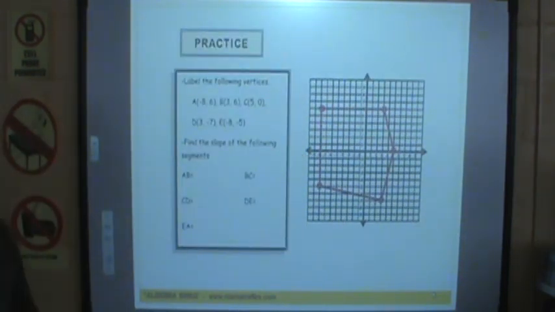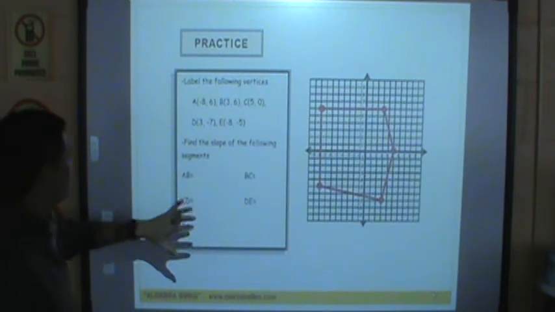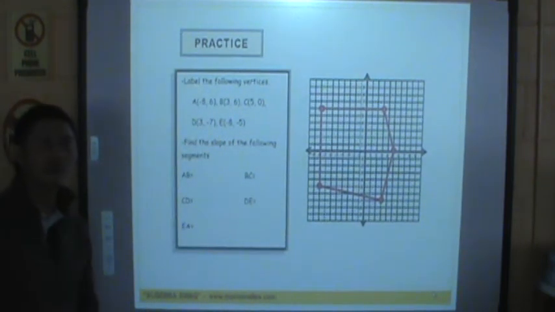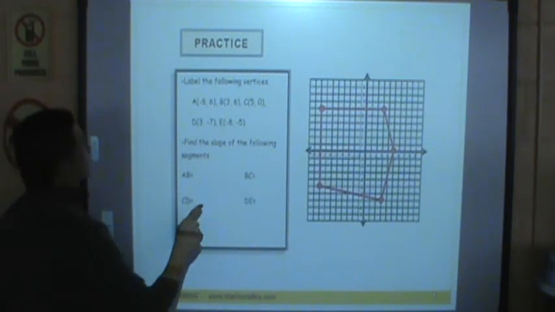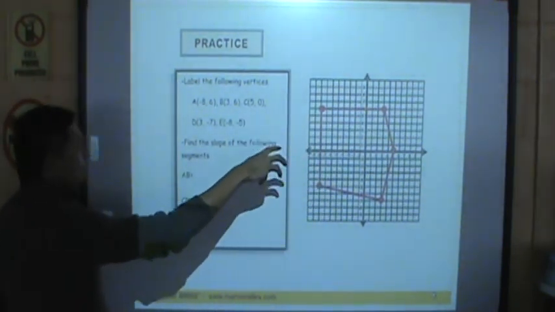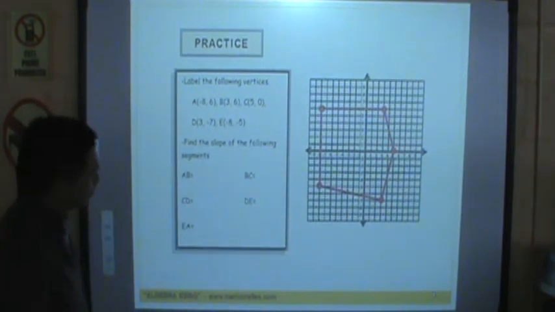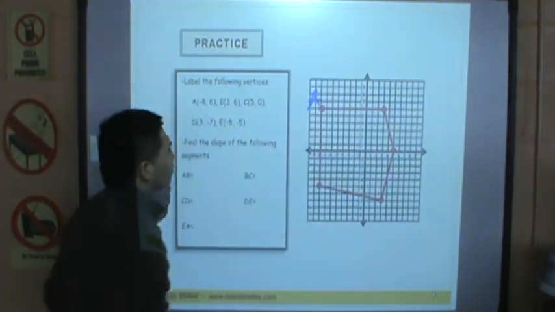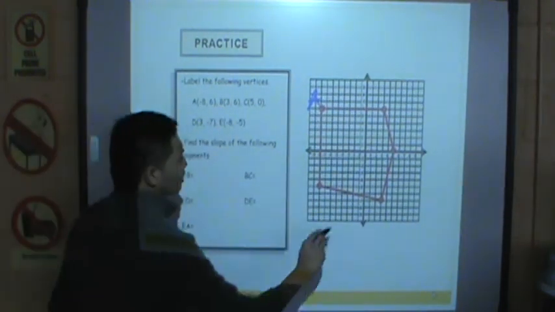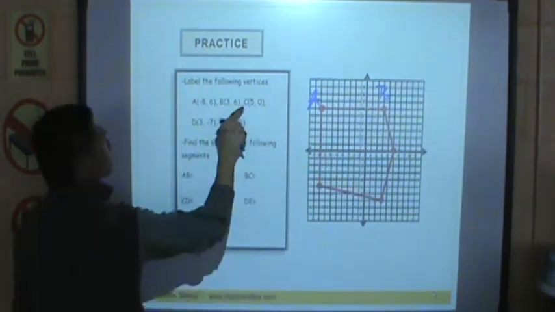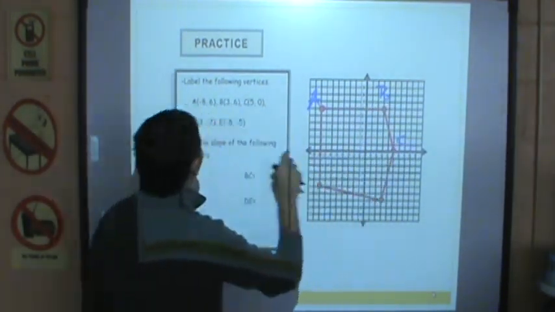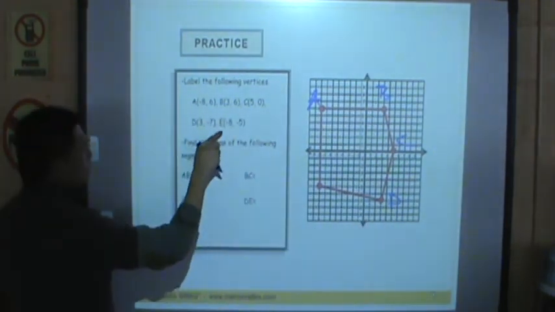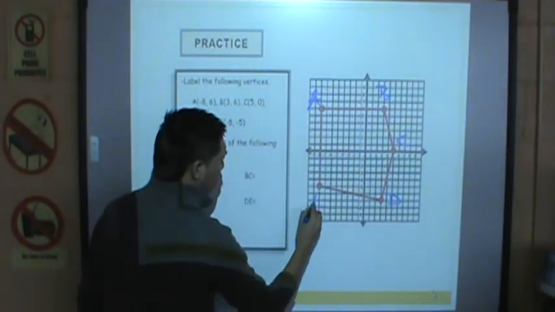Okay, now, how about given these points, then we have to find the slope. Let's start with labeling the vertices of the polygon. Point A is negative 8, 6. Okay, I think that would be your A. Then 3, 6, that's B. C is 5, 0. 5, 0 is there. D is 3, negative 7. 3, negative 7, that's our D. And then E is negative 8, negative 5. Negative 8, negative 5, that's our E.